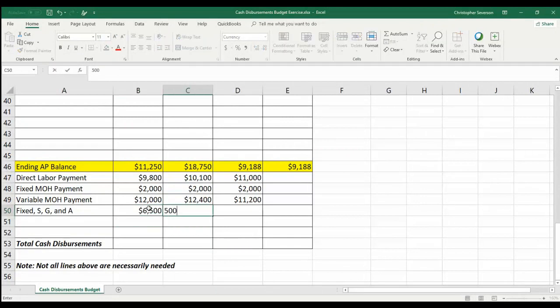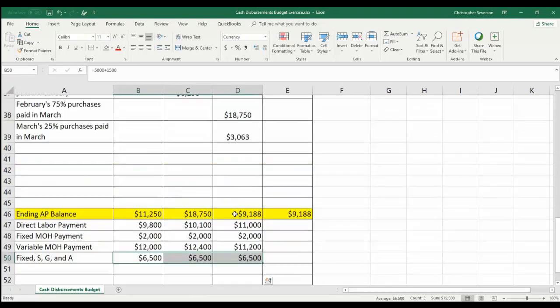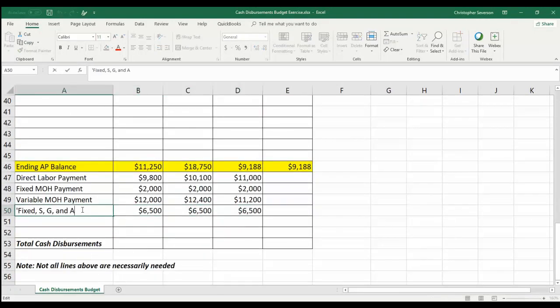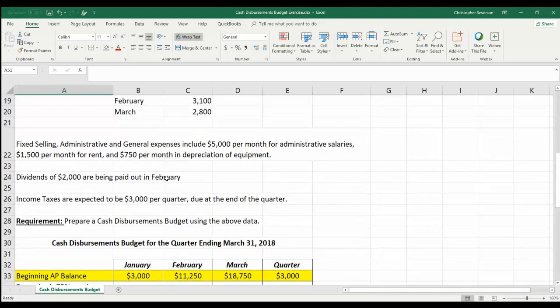It's $5,000 per month plus $1,500 for every month. So $6,500 for each of the months. I'm going to put in payment here so we know exactly what it was. Again, a lot of times that should come from the fixed selling, administrative, and general budget, or just the SG&A budget, I guess. There might be variable and fixed. In this particular example, it's just fixed.